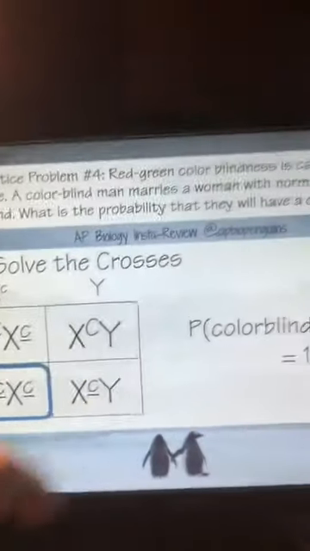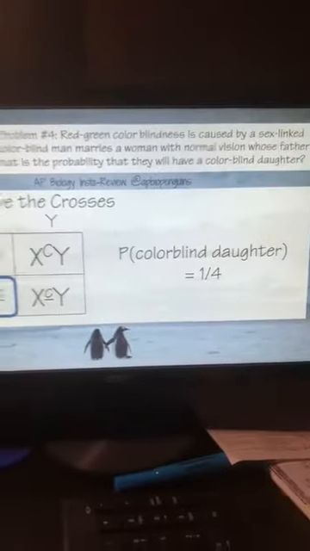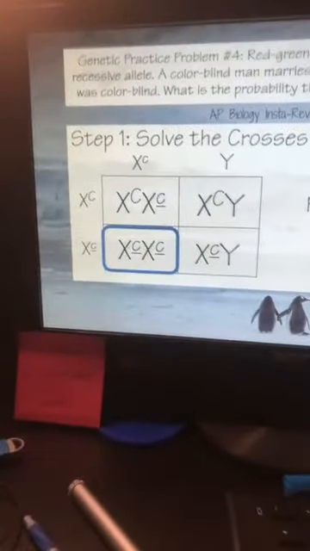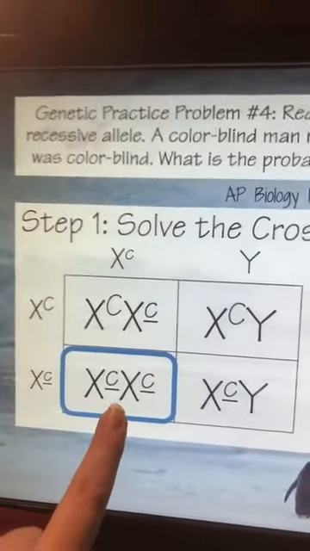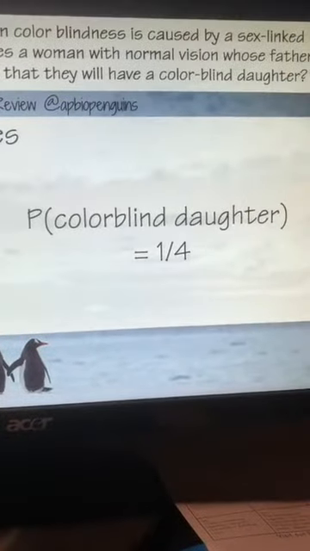The question was, what is the probability that they will have a colorblind daughter? The wording on this is very important. If they say a colorblind daughter, you're looking at the entire Punnett square, asking what's the probability of having a daughter that is also colorblind. You're wanting it together. When we look at the full Punnett square, there are 4 options, and one of those 4 options is a colorblind daughter. So we get a 1/4 chance.